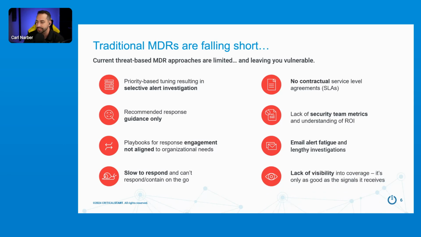Lack of visibility into coverage. Only as good as the signals it receives. Why is this important? You need to make sure you have coverage across the entire platform. And you need to have an MDR that is allowing the space to tell you when you don't have coverage in those specific areas.